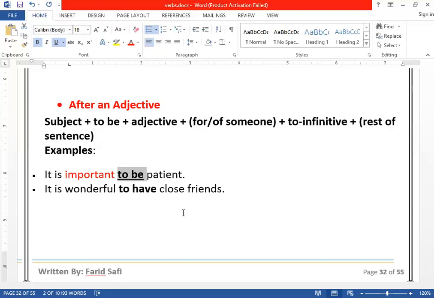It's important to leave. It's important to study. After the adjective we use the infinitive. Like for example, it is wonderful. Wonderful is an adjective. It's wonderful to have close friends. Here wonderful is the adjective and "to have" is an infinitive. The infinitive is used after the adjective. Is it clear?